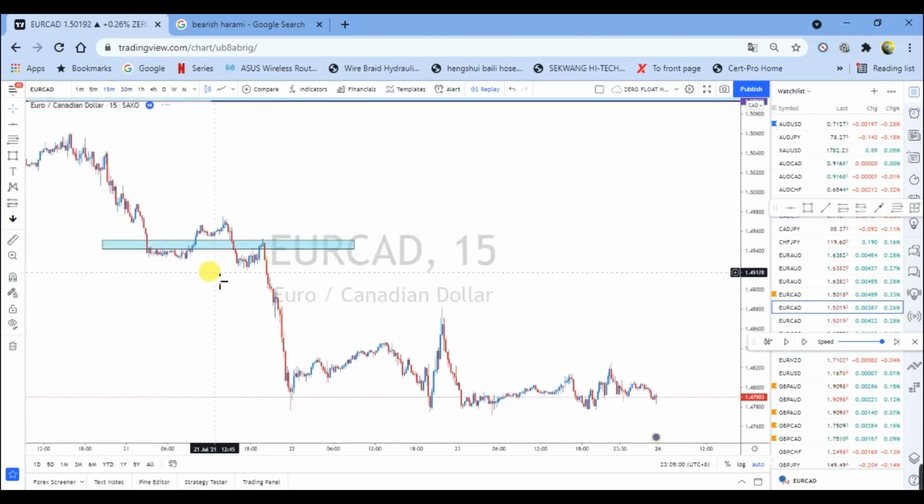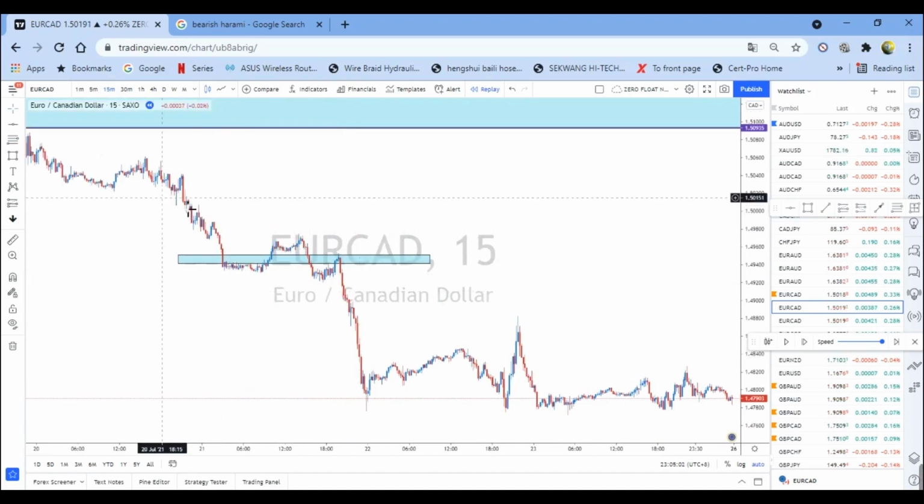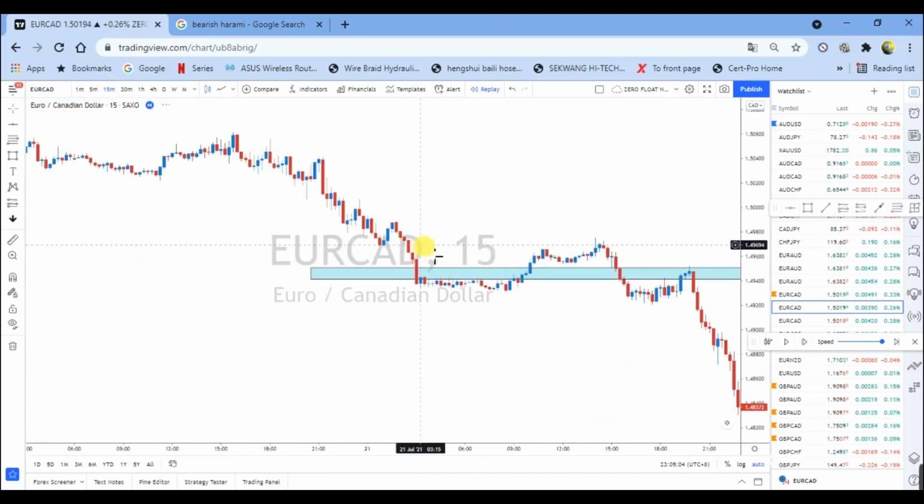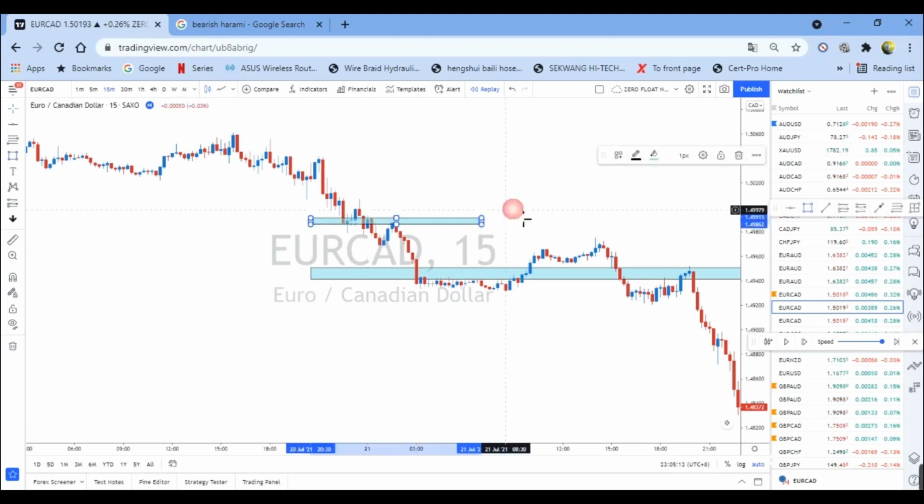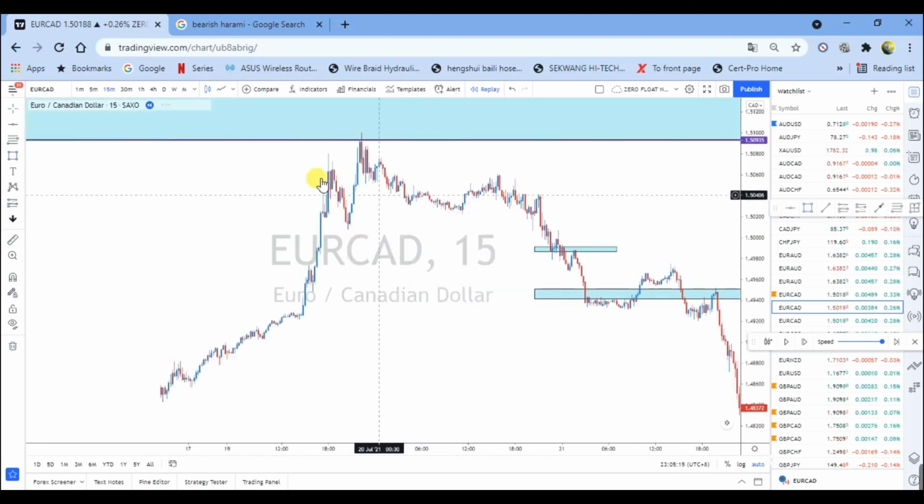Okay, so I'm going to show you some more examples if we have any continuation setup. There are a lot of continuation setups even here. Here we go. We have SNRC1. This is a very beautiful SNRC1 continuation setup, after price has done a rejection on the H4.